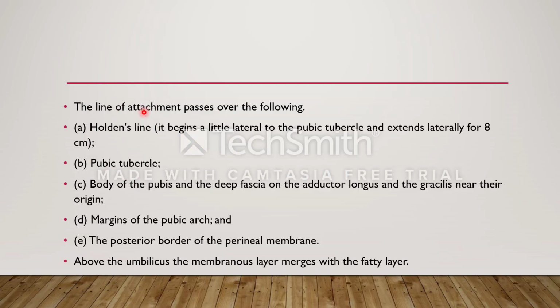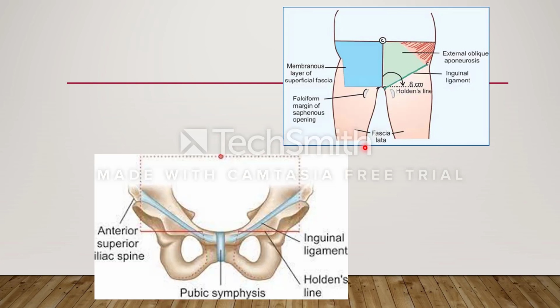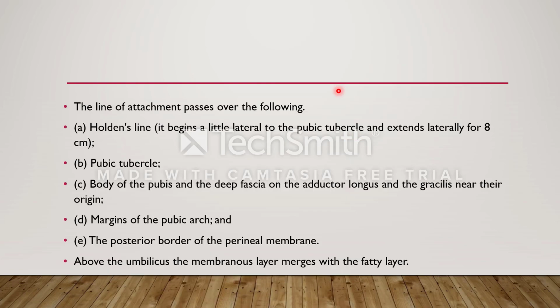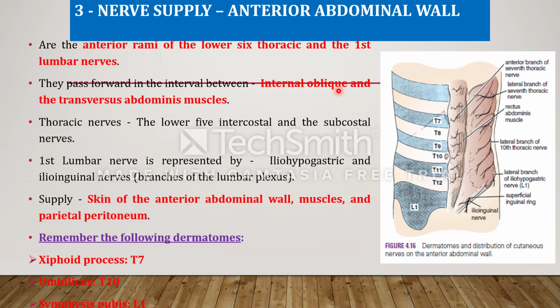There is one Holden's line which begins a little lateral to the pubic tubercle and extends laterally for 8 centimeters. See here, this is the pubic tubercle, and this Holden's line will go laterally up to 8 centimeters. This is the line of fusion of the abdominal superficial fascia to the fascia lata of the thigh. See here, this is Holden's line, about 8 centimeters from the pubic tubercle. This is the line of fusion where the membranous layer of the superficial fascia fuses with the fascia lata. So the urine will not come out.